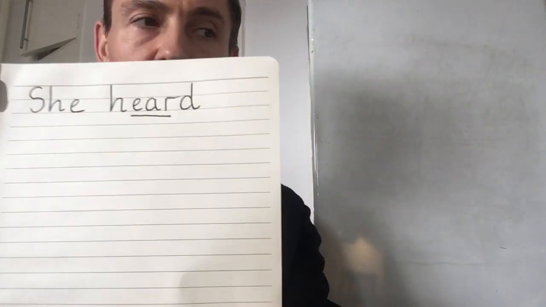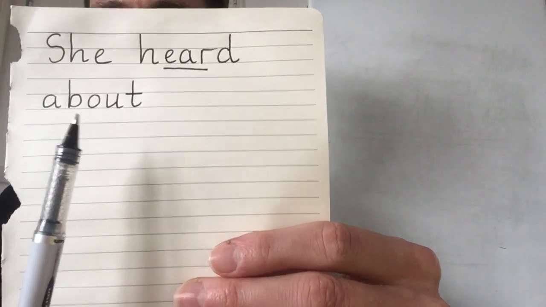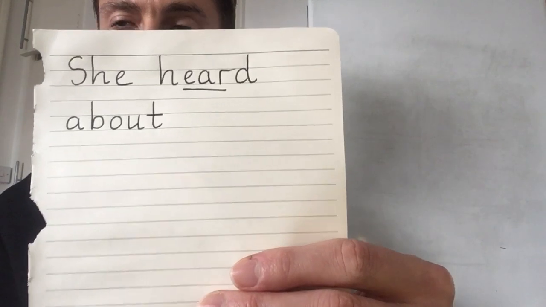The next word is she heard about. She heard about. Say the sounds and write about. Okay, check that you've got the same as I have. She heard about. And change what you need to.